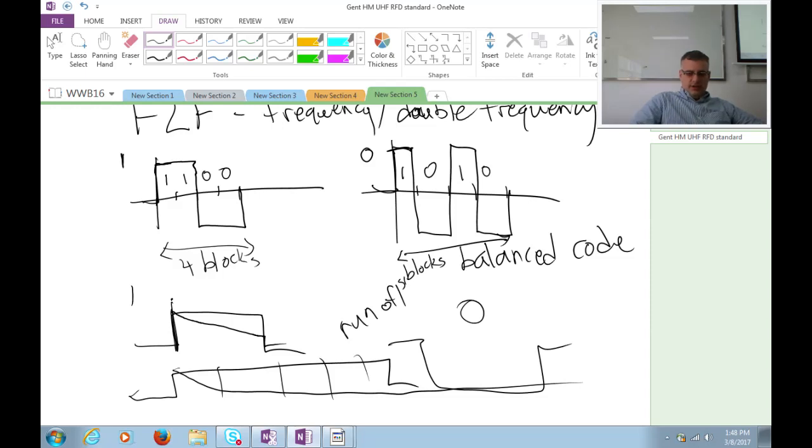Okay. So, frequency to frequency, double frequency. F2F, very effective at overcoming these colored noise channels. Could easily get through an orange noise channel if it were fast enough. However, it's not very efficient. We're using 4 encoded bits for every single data bit that we're sending.